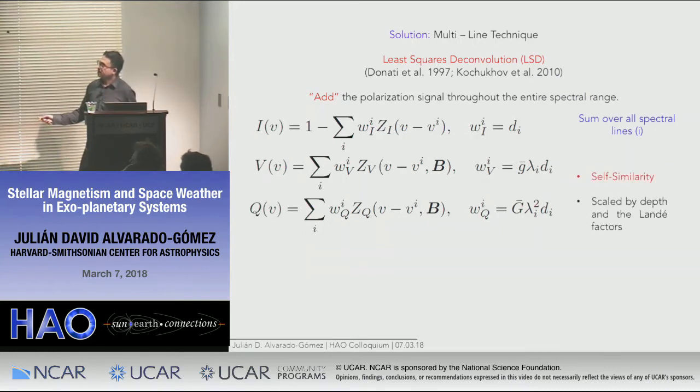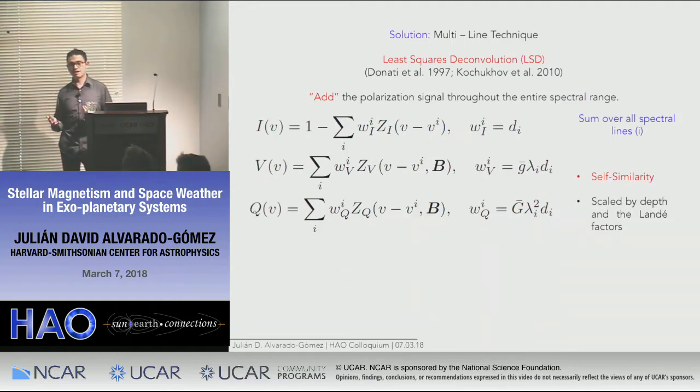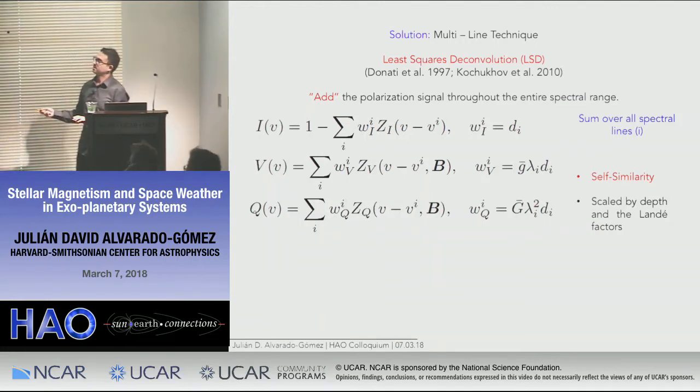One very important thing that has to be said here is that we are assuming something called self-similarity, because we are assuming that the magnetic field distribution on the surface is totally unresolved, so it's going to affect all the lines in the same manner. So what we expect is that all the lines are going to have a similar shape, and this is what is called self-similarity. Those lines that are completely different from one another are removed and not included in the least squares deconvolution calculations.